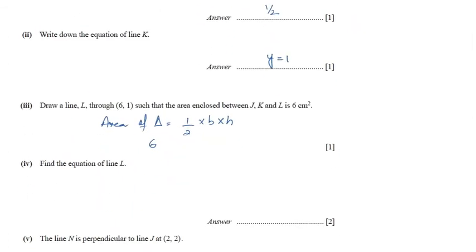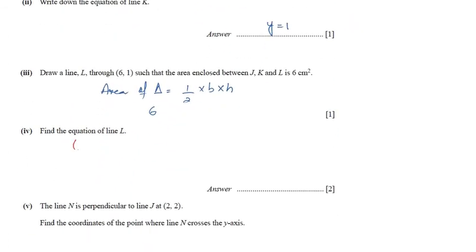Now let's use these 2 points, 6, 1 and 4, 3, and find the equation. First we will find the gradient. Gradient is equal to y2 minus y1 divided by x2 minus x1. So 3 minus 1 is 2 and here we have minus 2. These two will get cancelled and the answer is minus 1. Now we will find the value of c.